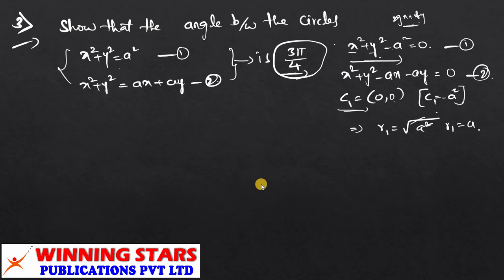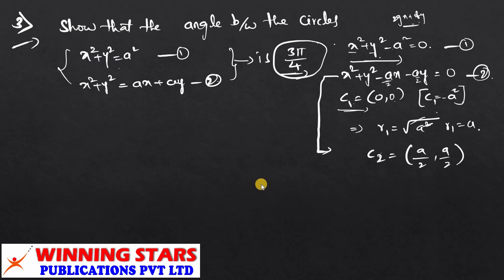Now from the second equation we get c2, the center of this circle, as (a by 2, a by 2). How do we get it? Here a by 2 comes, and this is also a by 2, because the center is minus g comma minus f, so it becomes like this.